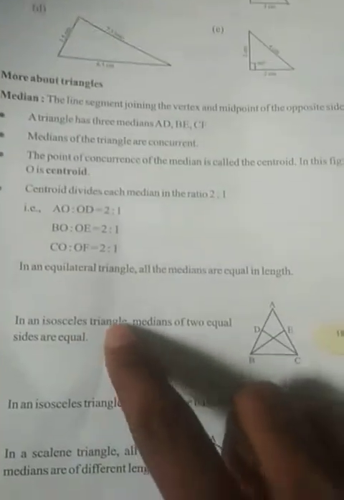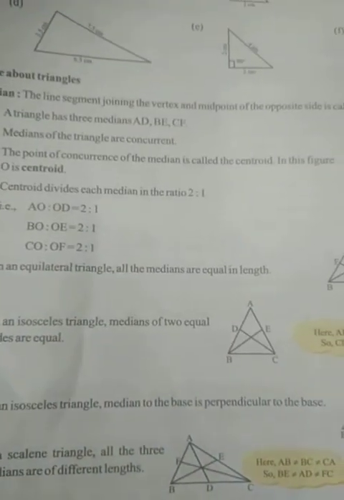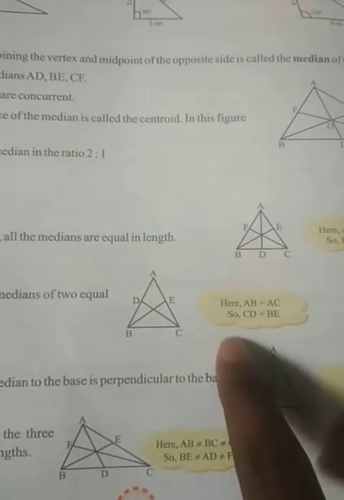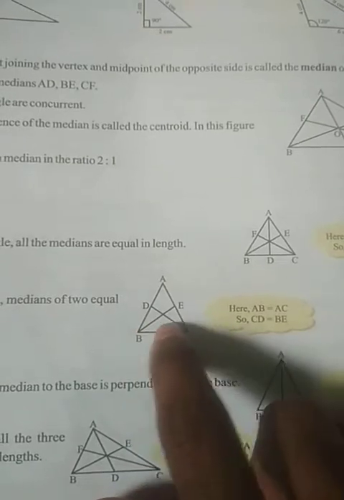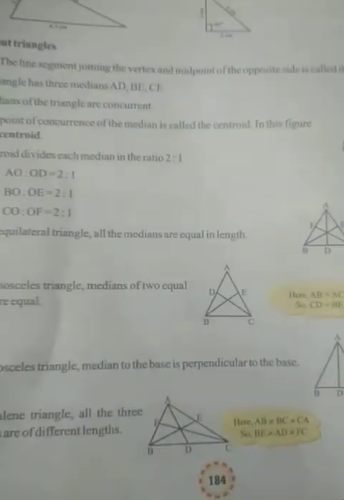In an isosceles triangle, the medians to the two equal sides are equal. Here it is said AB equals AC, that means this equals this. So here BE equals CD. And in a scalene triangle, no two medians will be the same in length.